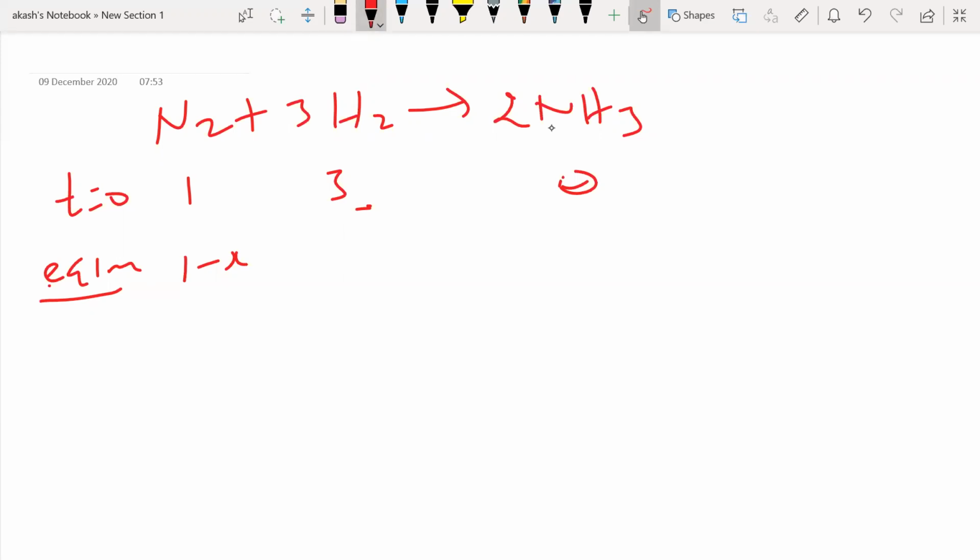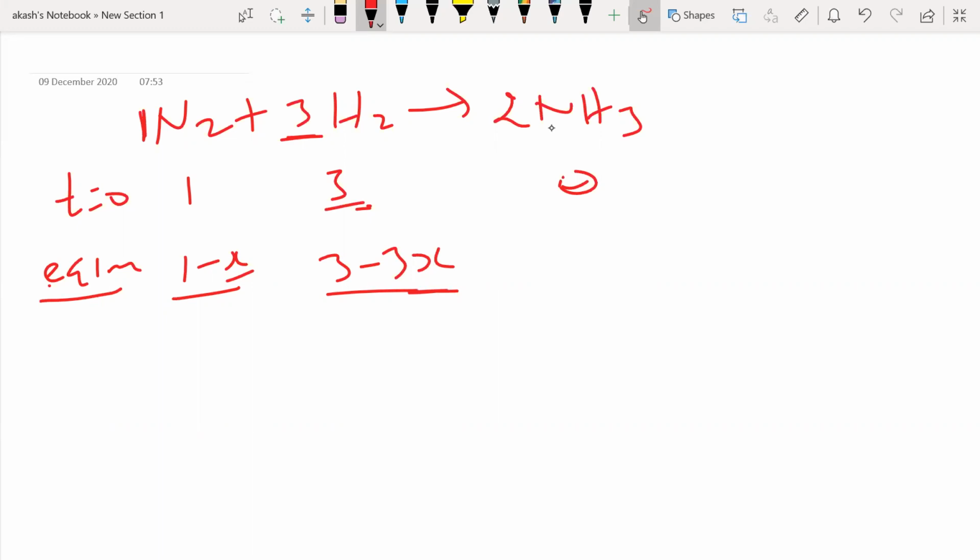This is 1 minus x. And this would be 3 minus x, sir? No. If 1 mole of N2 is reacting, I require 3 moles of H2. How many moles of N2 are reacting? x moles of N2 are reacting. So obviously 3x moles of H2 will react. It will be 3 minus 3x. Easy. Hope everybody understood why it became 3 minus 3x.